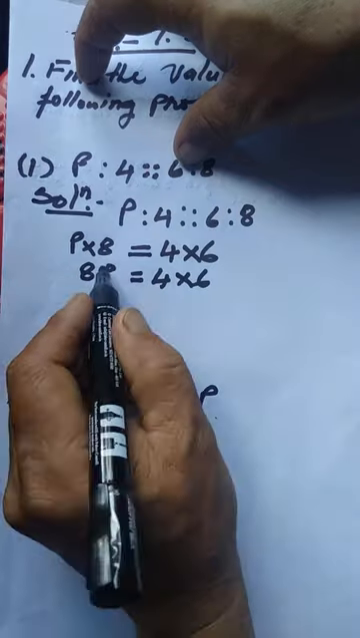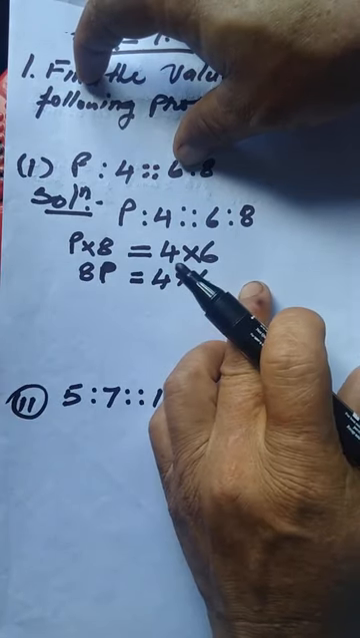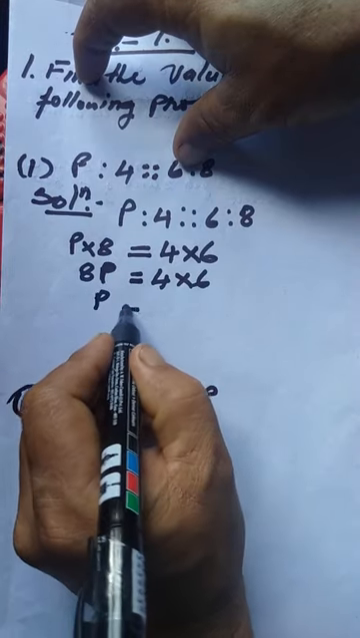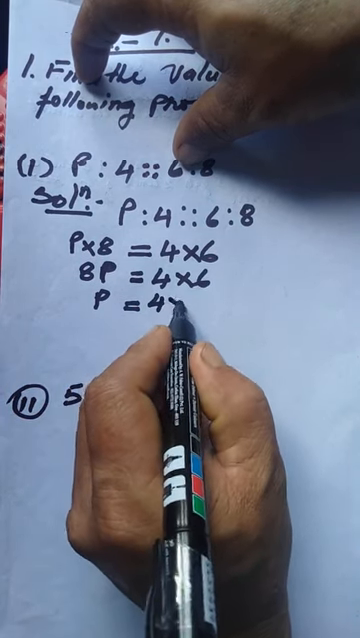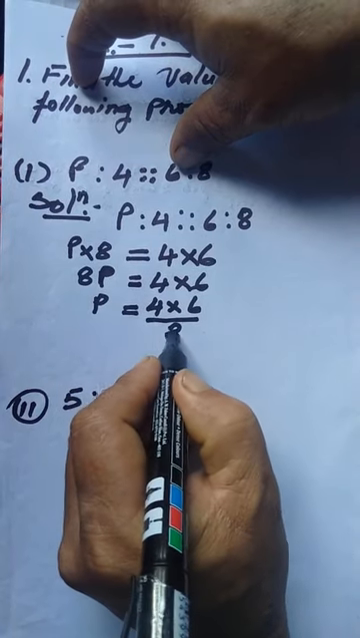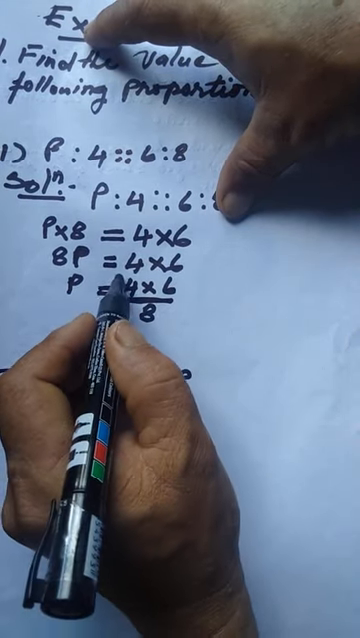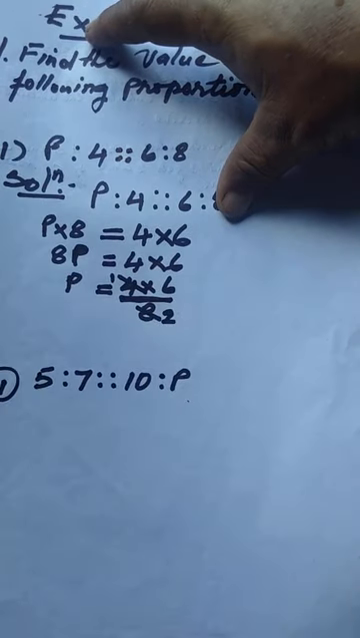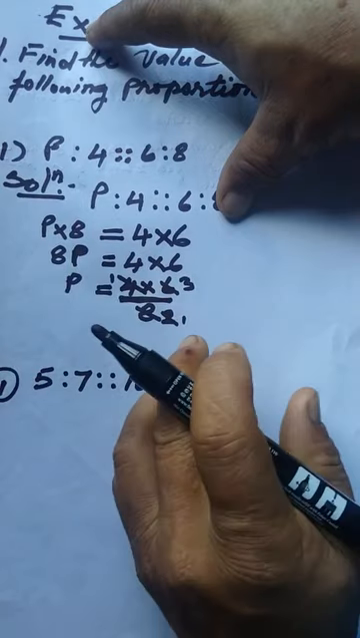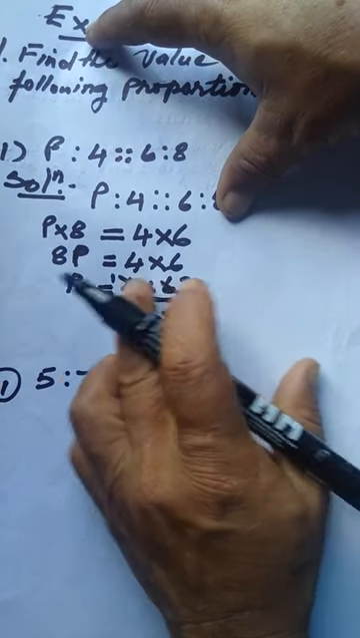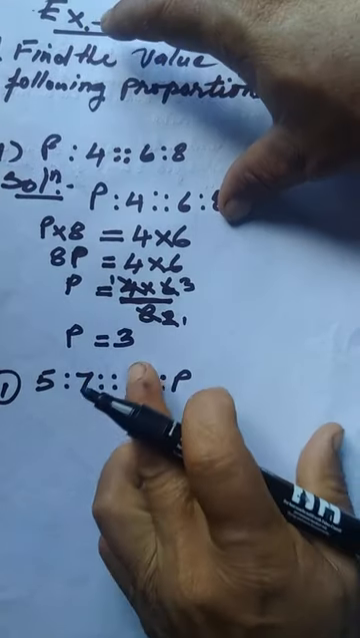Now transfer the 8 to the right side, so p equals 4 multiplied by 6 divided by 8. Reduce it: 4 ones are 4, 8 twos are 16, so 4 and 8 reduce, 4 ones are 4 and 4 twos are 8. Then 6 divided by 2 is 3. So the answer is p is equal to 3. The value of p is 3.